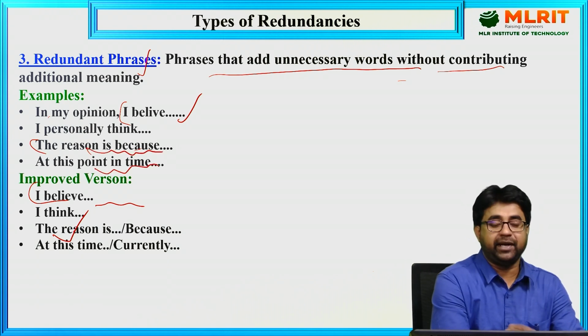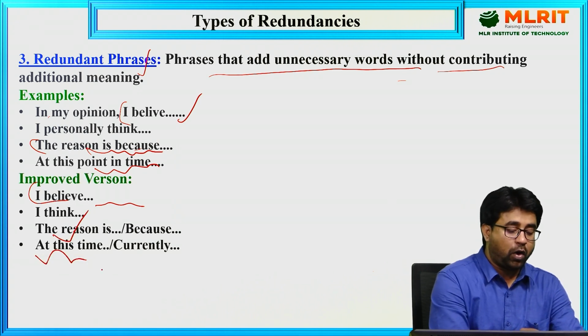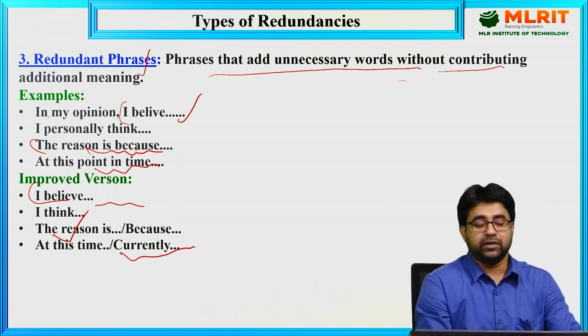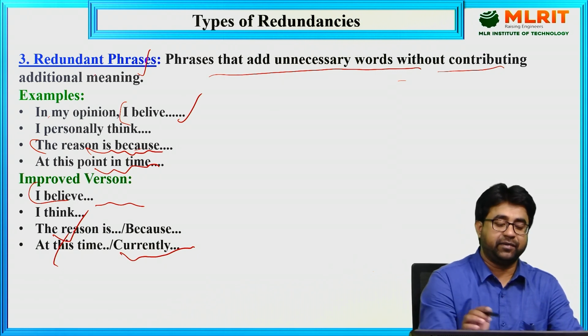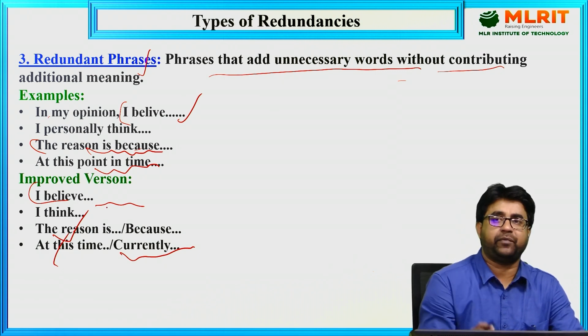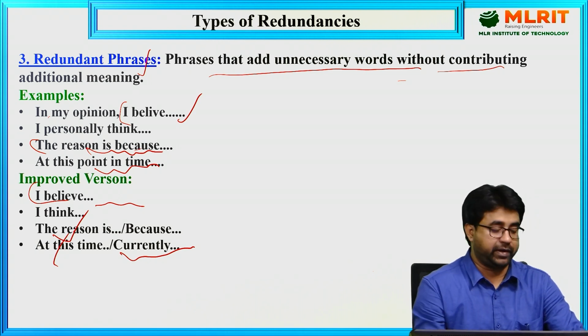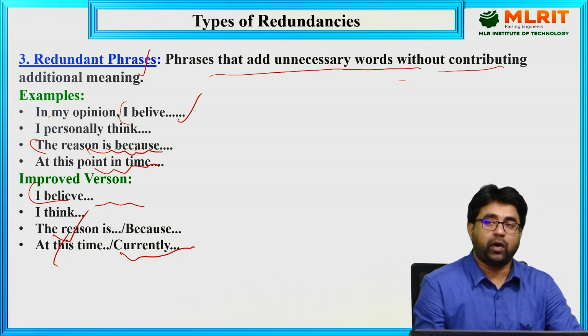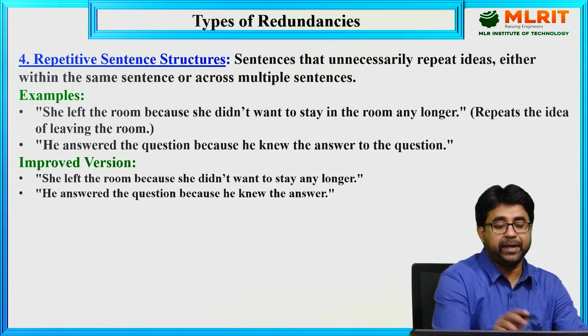At this point in time also is redundant. You have to simply say at this time, or you can say currently. So these are all examples of redundancy. Fine. So these are redundant phrases. You can see an entire phrase, a group of words together, can also be redundant or irrelevant, which we should avoid in writing. Fine.